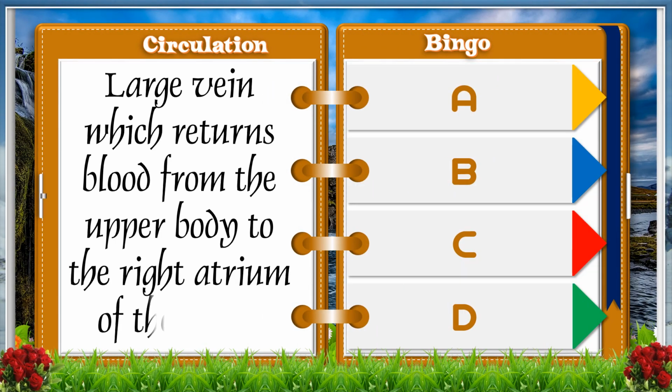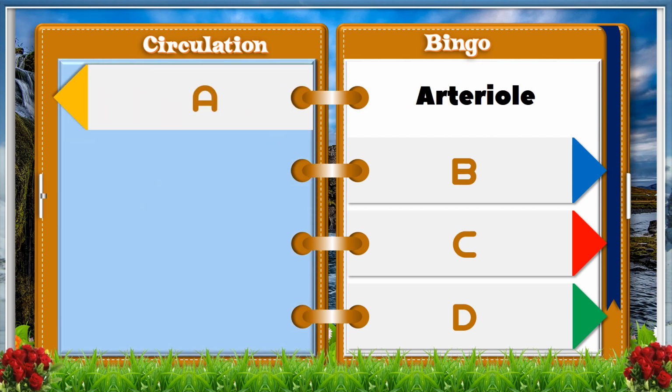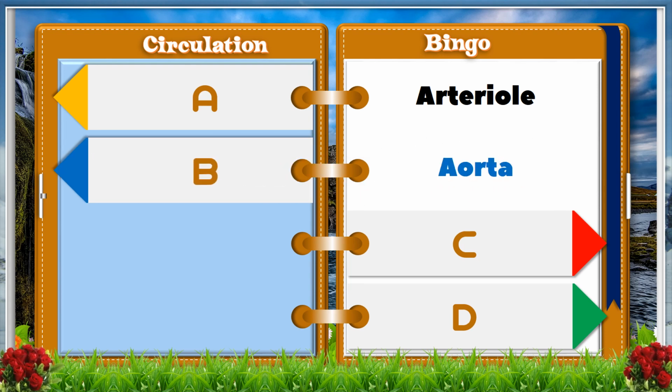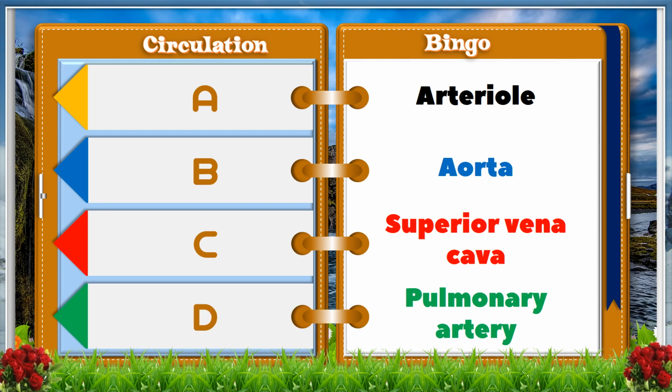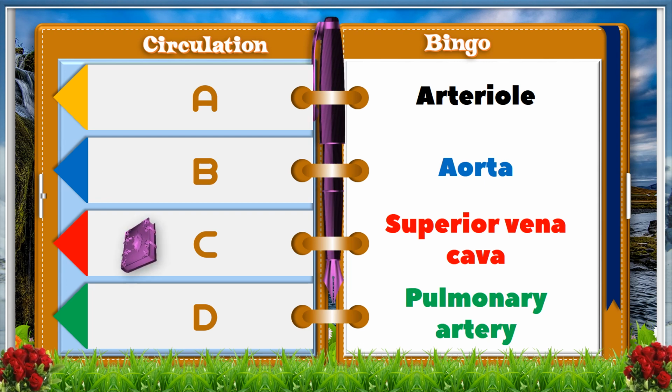Large vein which returns blood from the upper body to the right atrium of the heart. A. Arterial. B. Aorta. C. Superior vena cava. D. Pulmonary artery. And the answer is C. Superior vena cava.